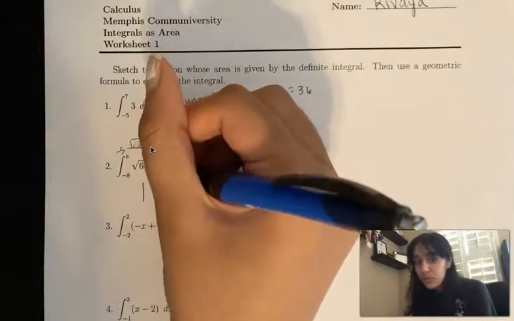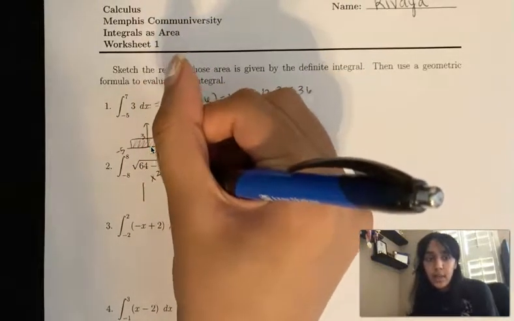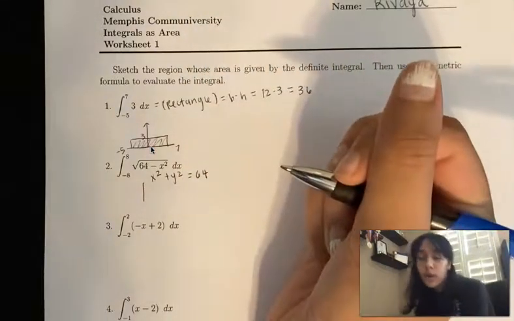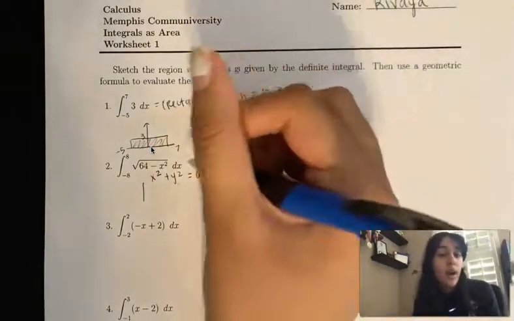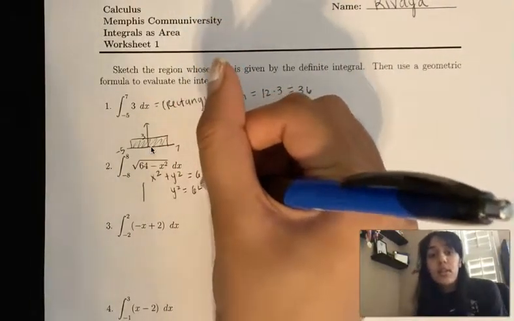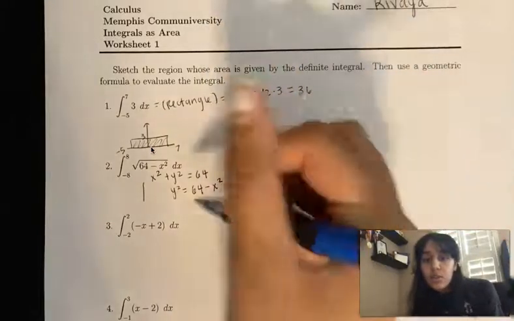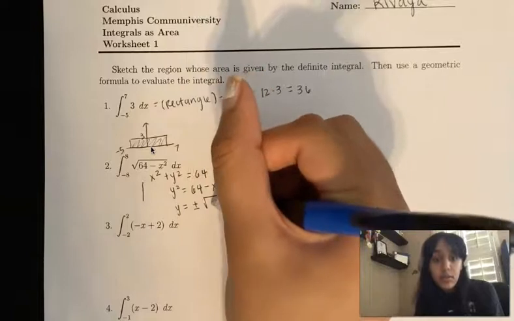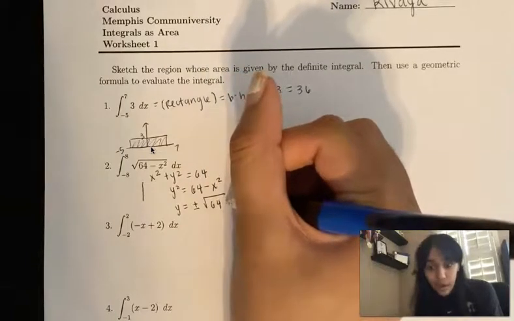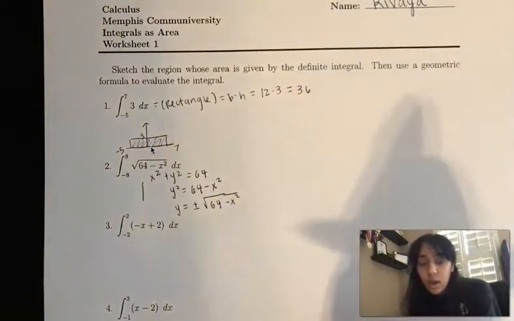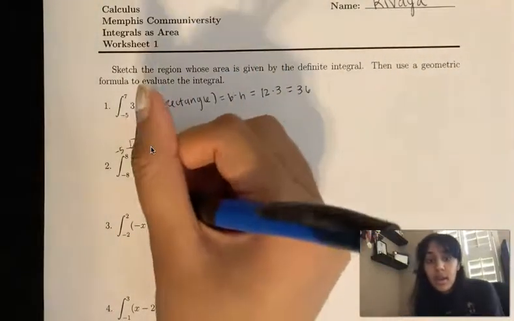So first you would take this and you would make it x squared plus y squared equals 64, and then y squared equals 64 minus x squared, because you're bringing your x squared to the other side. And then you just square root the whole thing. So y is equal to plus or minus square root of 64 minus x squared. So now that we have that, we can draw our graph, and we would know that it's a semicircle.